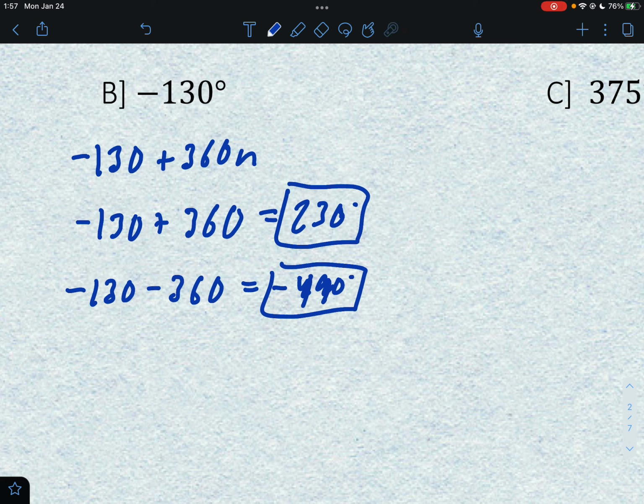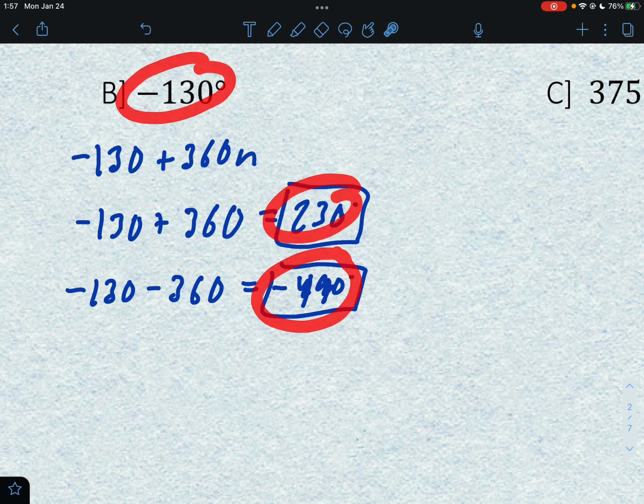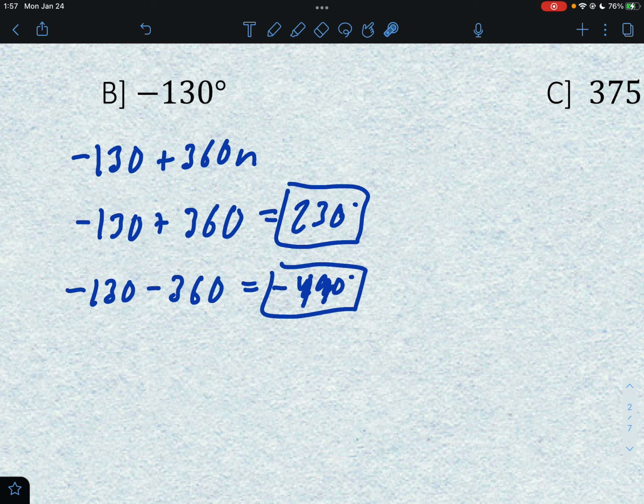So again, these 3 angles, 1, 2, 3, have the same initial and terminal rays on a coordinate plane. Are there more answers than these 3? Absolutely. There are infinitely many correct answers. These are just 3 basic ones that we picked out.